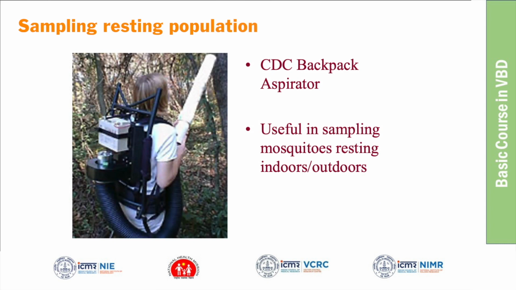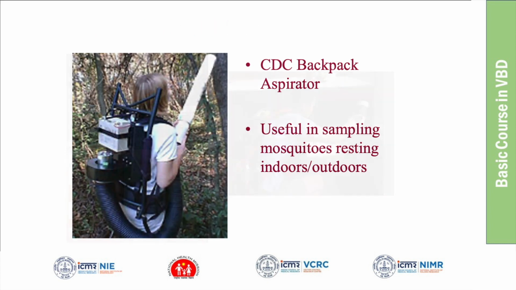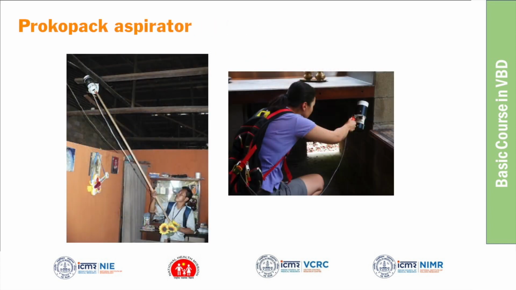Now this is the CDC backpack aspirator. You can use it in the cattle shed, where you can collect thousands of mosquitoes, but it is very difficult to carry. The only disadvantage of the CDC backpack aspirator is its weight: the 12-volt battery, and then the backpack chair, that is also heavy. So in order to avoid this heaviness, they have modified it into the Prokopack aspirator.